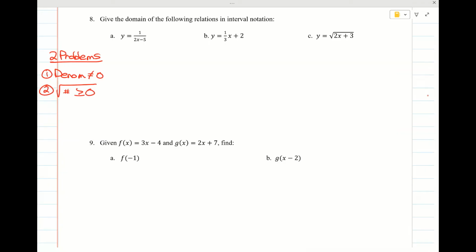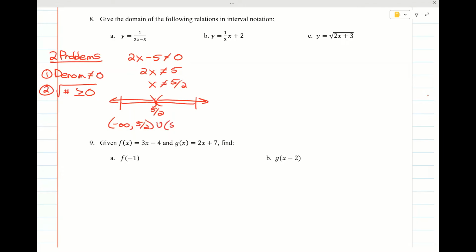For this first problem, y is equal to 1 over 2x minus 5. It has a denominator. So you could use any x value you want, except 2x minus 5 can't be 0. So 2 times x can't be 5, and x can't be 5/2. On a number line, if you can't use 5/2, but you could use anything before or after, we would say from negative infinity to 5/2 in union with 5/2 to positive infinity. Those would be our domain values.